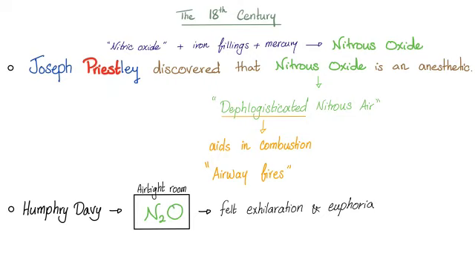Joseph Priestley. He was not actually a priest. He was a minister. You can't make that up. He discovered that nitrous oxide is an anesthetic. How the flip did he make nitrous oxide? Well, he mixed some nitric oxide, which is not the same as nitrous oxide, plus some iron filings, plus some mercury, and he got nitrous oxide. And he called it the dephlogisticated nitrous air.